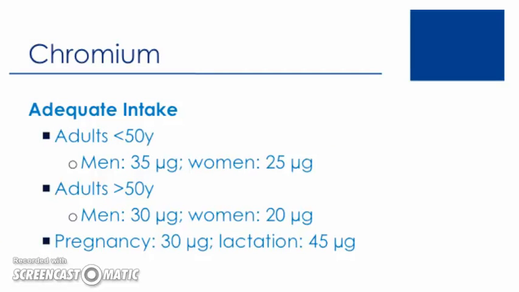We see the AI level for chromium for adults less than 50. It's 35 micrograms per day in men and 25 micrograms per day in women. The AI level changes for those older than 50, so in men it's slightly lower, in women also it's slightly lower at 30 micrograms and 20 micrograms per day.